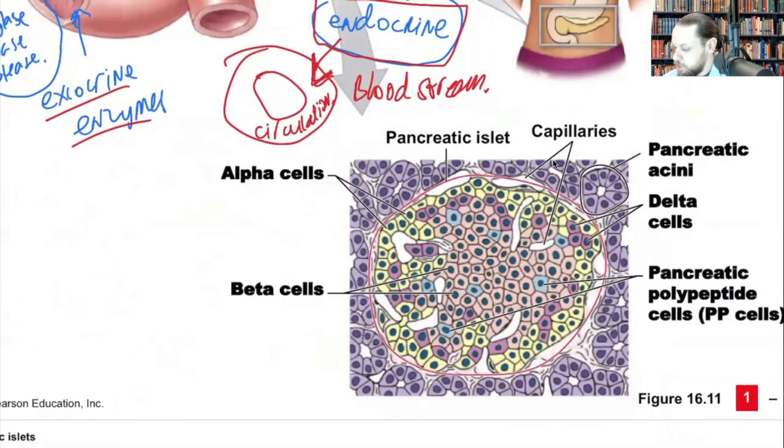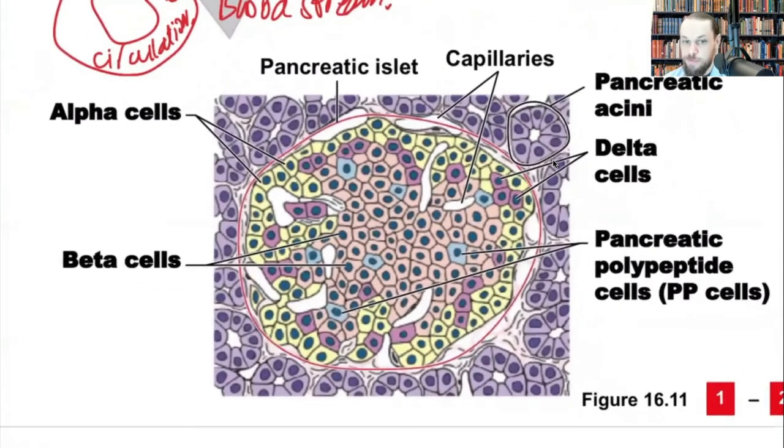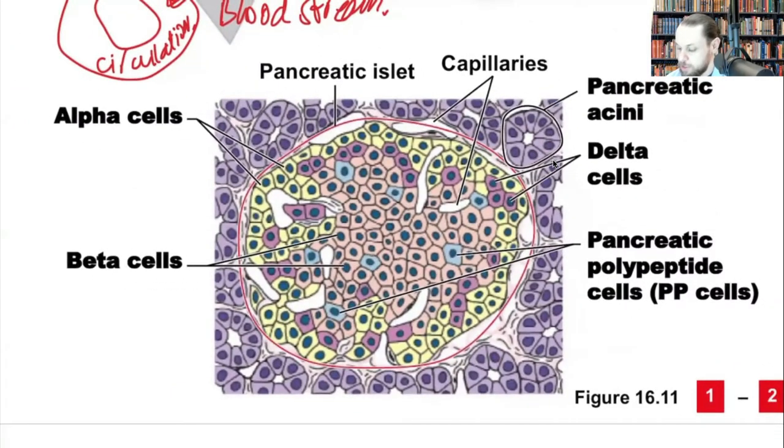So here it shows you the inside of the pancreas. Specifically, it shows you the beta cells, which are found inside, right? So all these are the beta cells. The function of these beta cells is to produce insulin. And then you have these alpha cells on the periphery, on the outside. And alpha cell function is to produce glucagon, right?